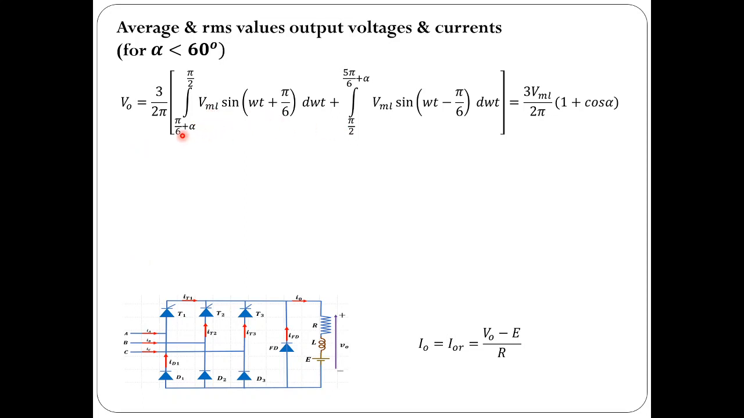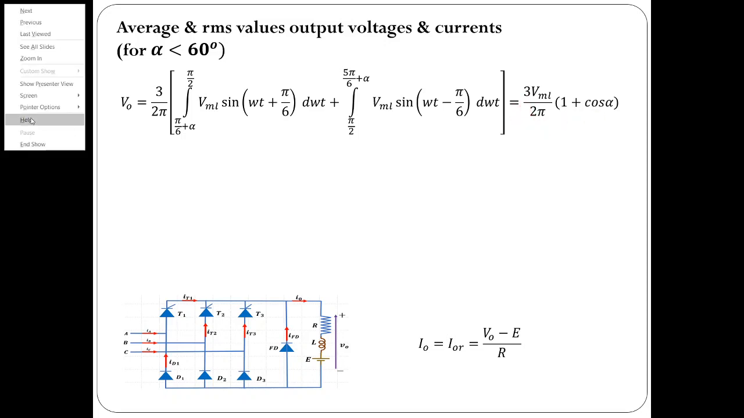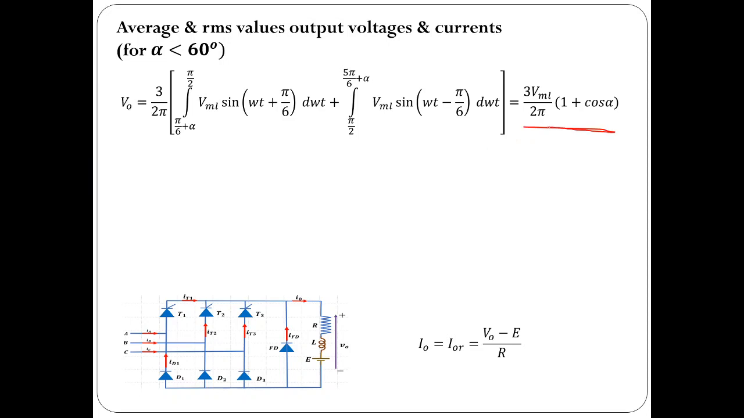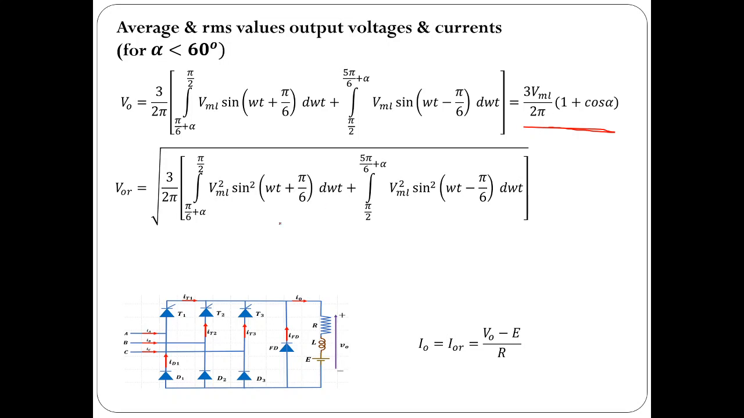We know from pi by 6 plus alpha to pi by 2, it is the same as VML sin omega t plus pi by 6, and from pi by 2 to 5 pi by 6 plus alpha, it is VML sin omega t minus pi by 6. So integrate this, find out the area under the output voltage and take its mean value. You would get that value equal to 3 VML by 2 pi into 1 plus cos alpha. So please note this particular expression. This is one of the important expressions. Please note this.